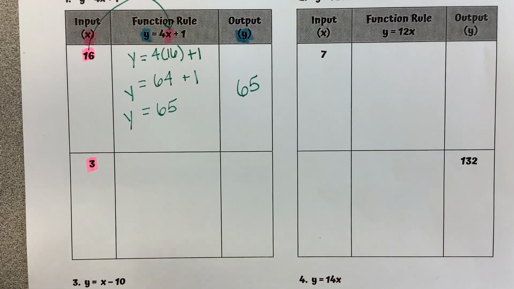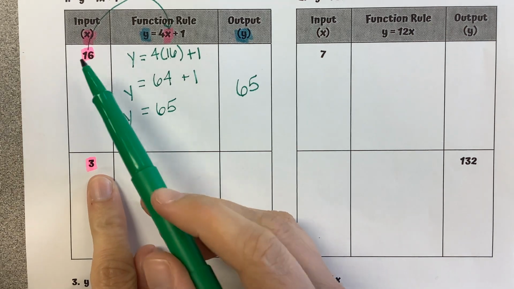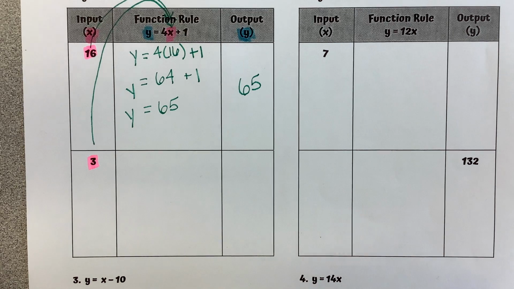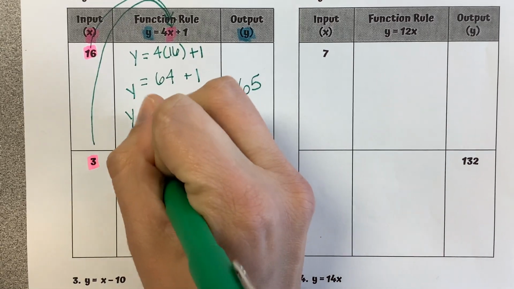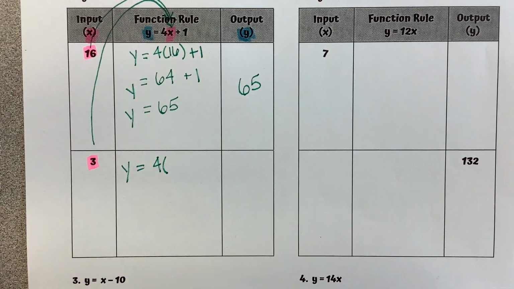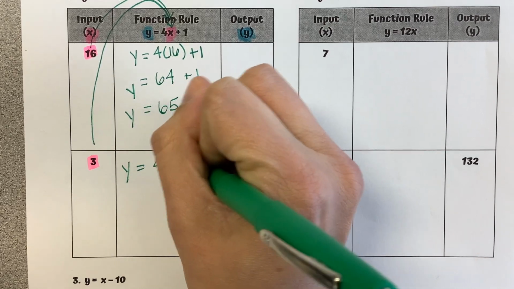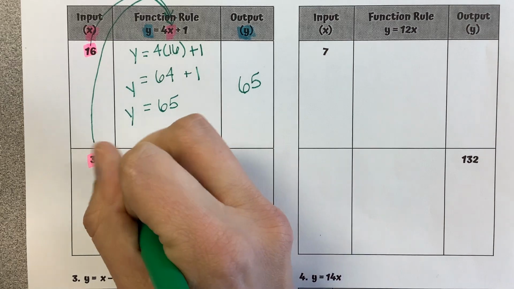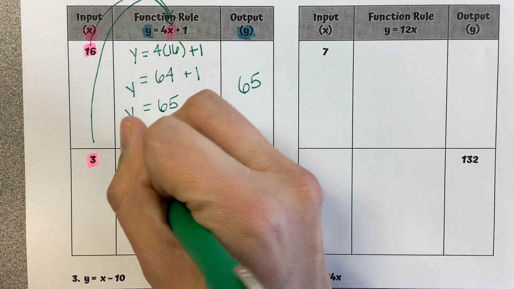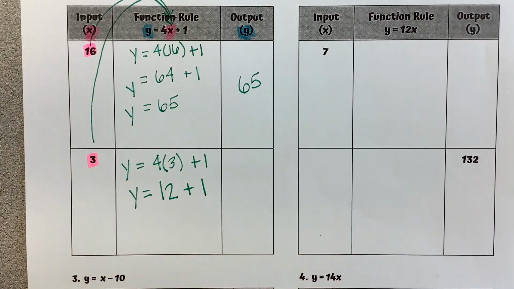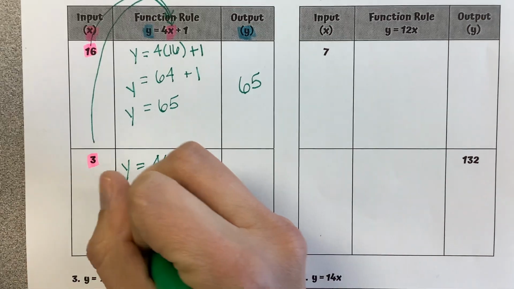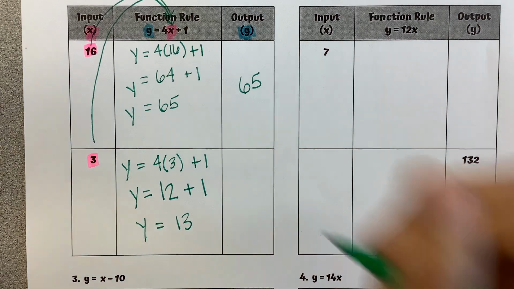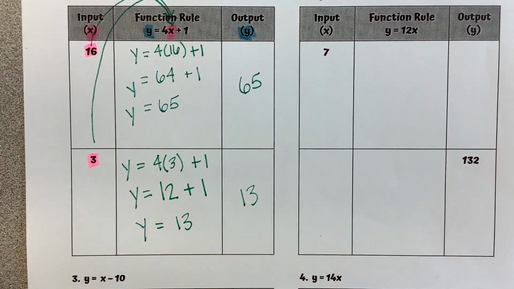Okay, the next one here, 3, is in our input. It's an x value. So again, same thing, that's being plugged in where the x is. So y is equal to 4 times an x value of 3 plus 1. So I'm calculating 4 times 3 is 12. Bring down the plus 1. 12 plus 1 is 13. So our y value, our output is 13.